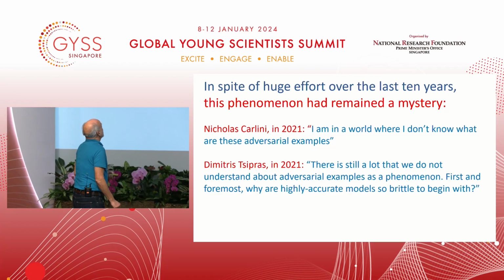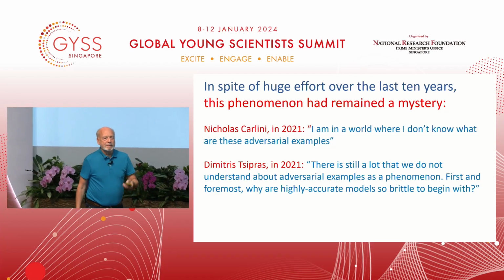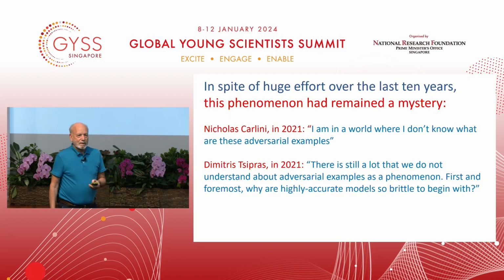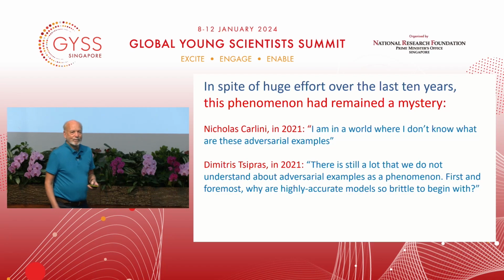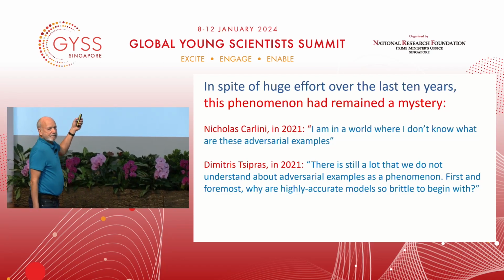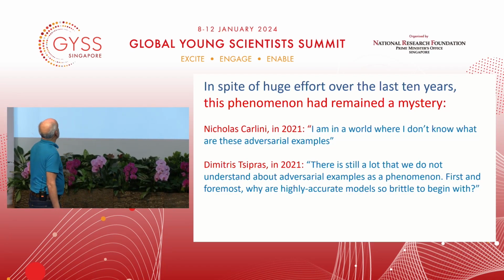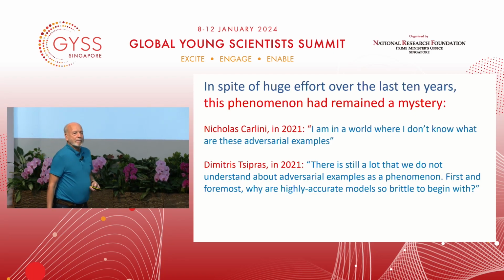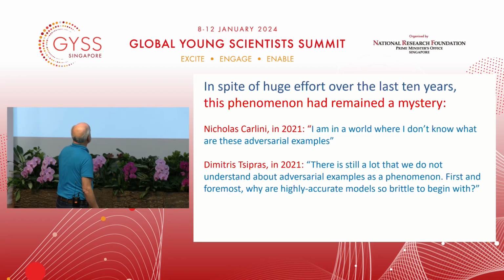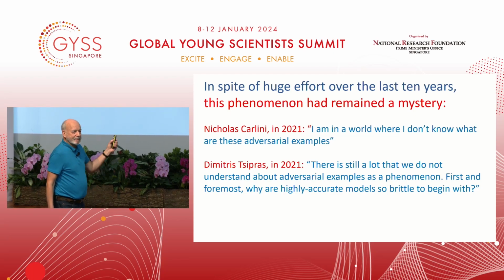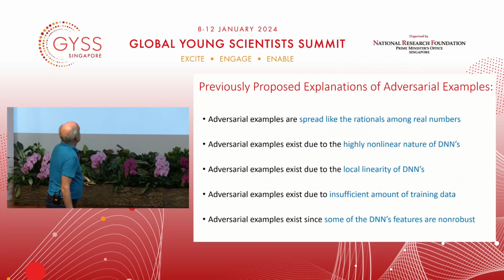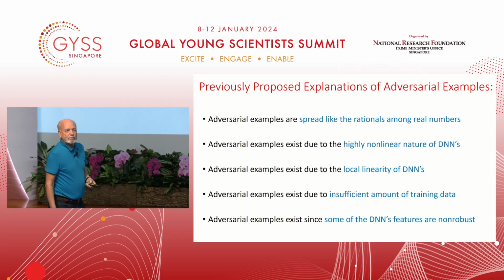So in spite of a lot of effort over the last 10 years, no one had come up with a really good explanation for what is going on. I'll try to give you an answer that hopefully will convince you. Here are some recent quotes from the top experts in the field. Nicholas Carlini, who published some of the best papers on adversarial attacks and defenses, says, I'm in a world where I don't know what are these adversarial examples. And Dimitris Tsipras, who did his PhD at MIT, said something similar. The various explanations you can find in the literature are very confusing and contradictory.